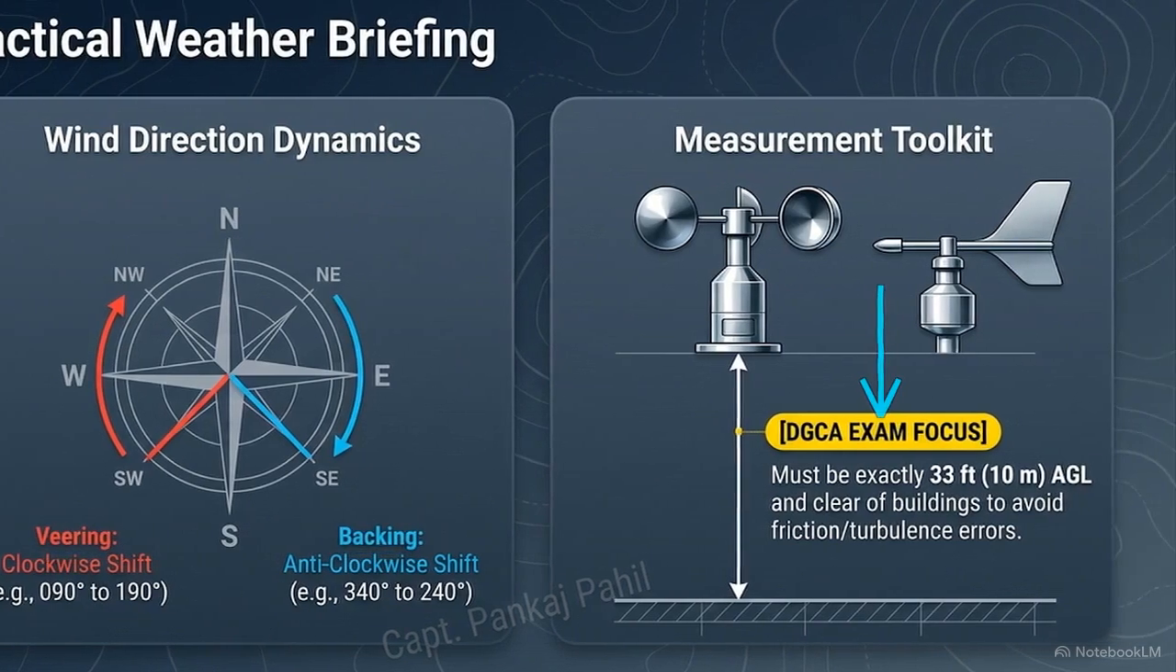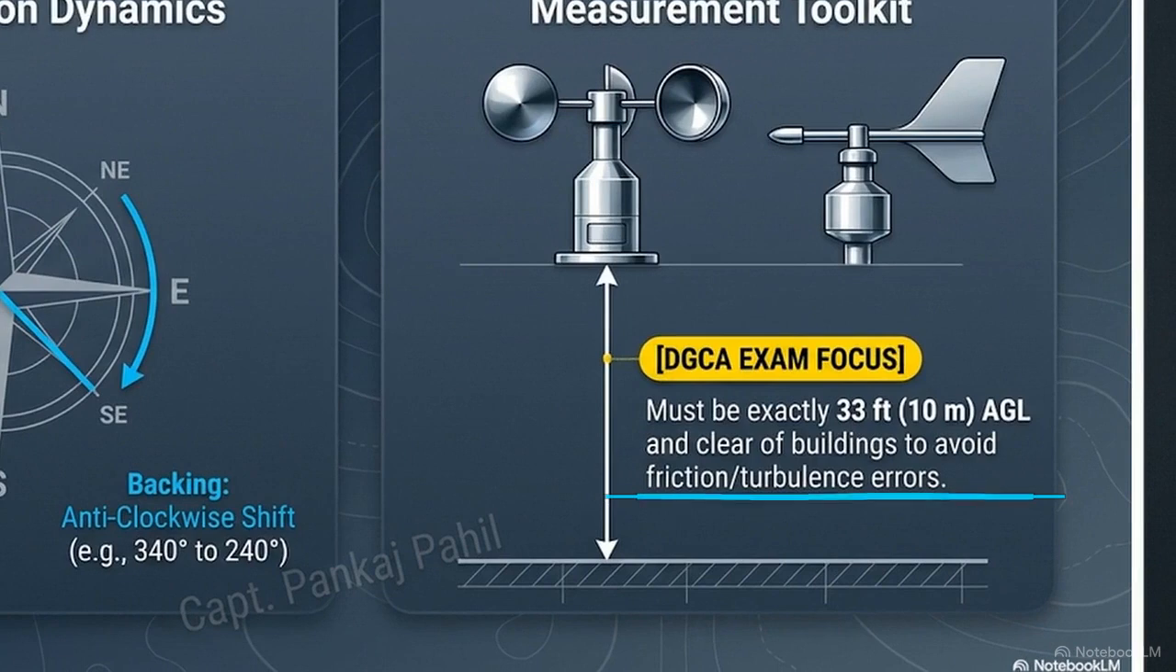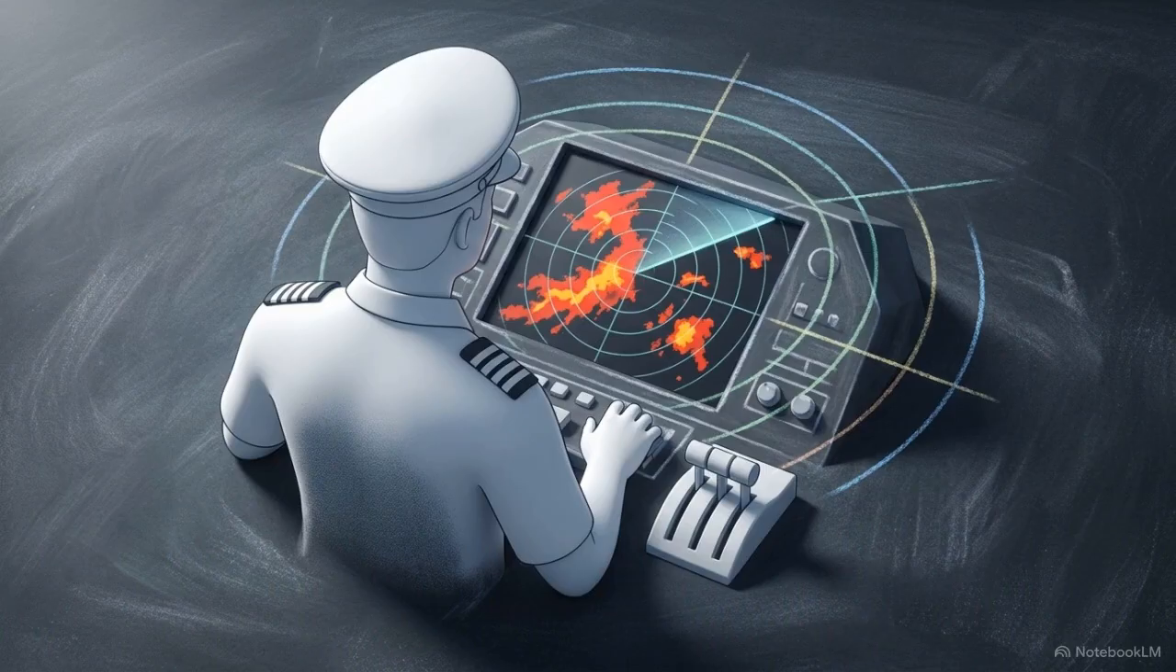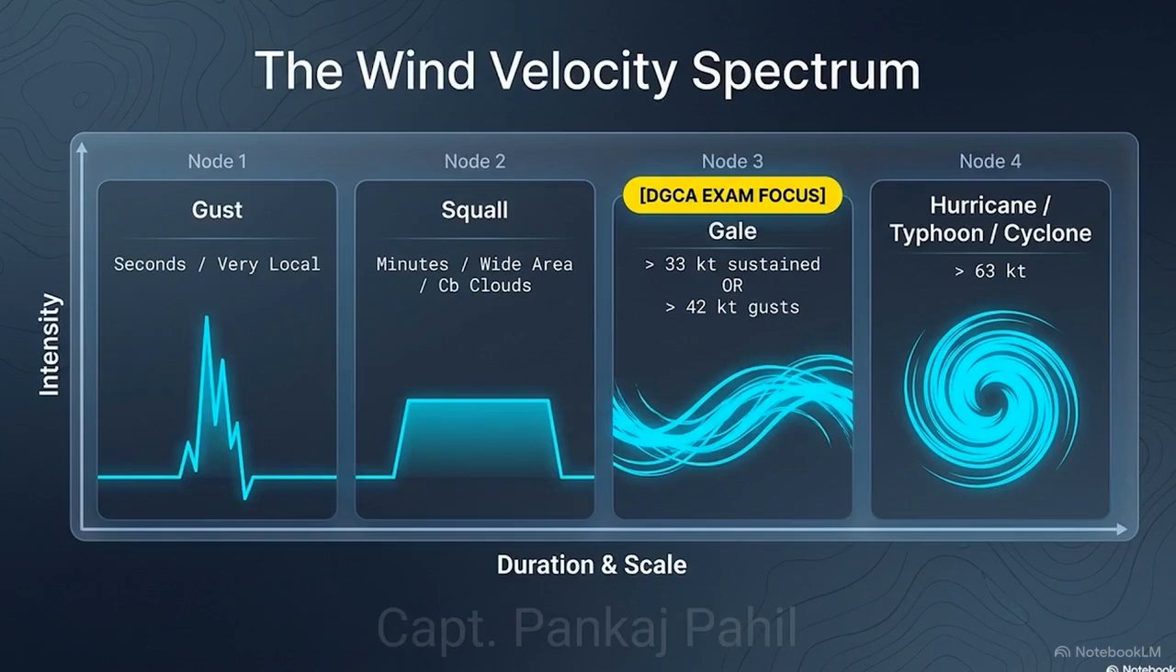To accurately capture those shifts, the DGCA mandates a strict measurement standard. Surface wind sensors must be positioned exactly 33 feet, or 10 meters, above ground level. This specific elevation is required to clear immediate surface friction and localized turbulence errors. Without these universal baselines, analyzing severe weather variables from the flight deck is an exercise in guesswork, and we do not guess. This chart maps the wind velocity spectrum, categorizing intensity strictly by duration and geographic scale.